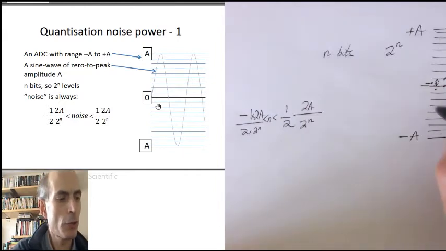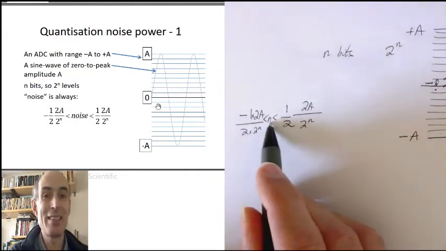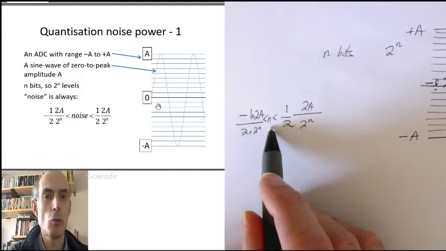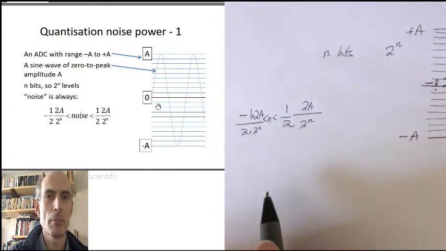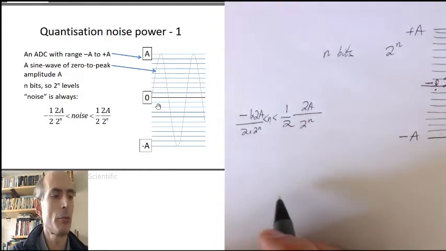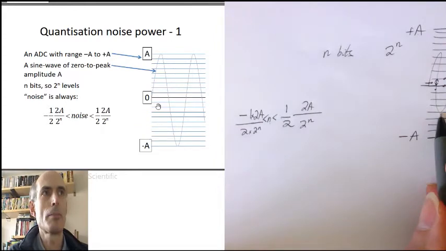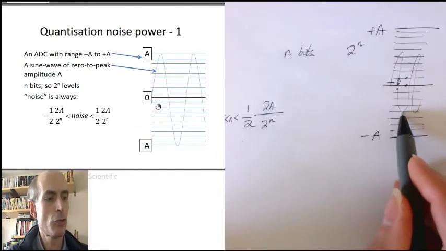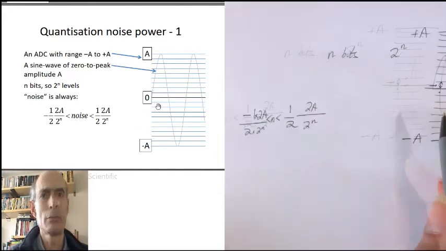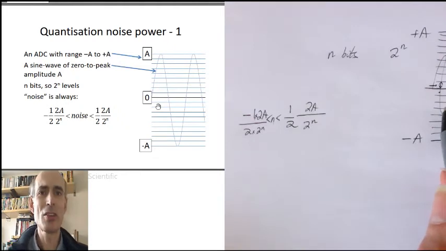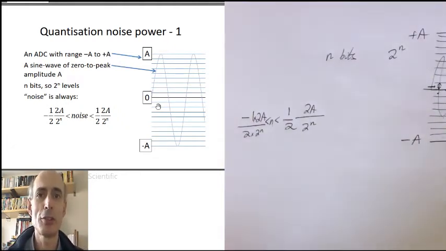We usually assume that the probability distribution is uniform within that range. And that's a good assumption provided the amplitude of the wave that you're digitizing is much greater than the difference between 2 adjacent levels, which in practice it always is, otherwise you get really terrible quality signals out of your analog to digital converter.